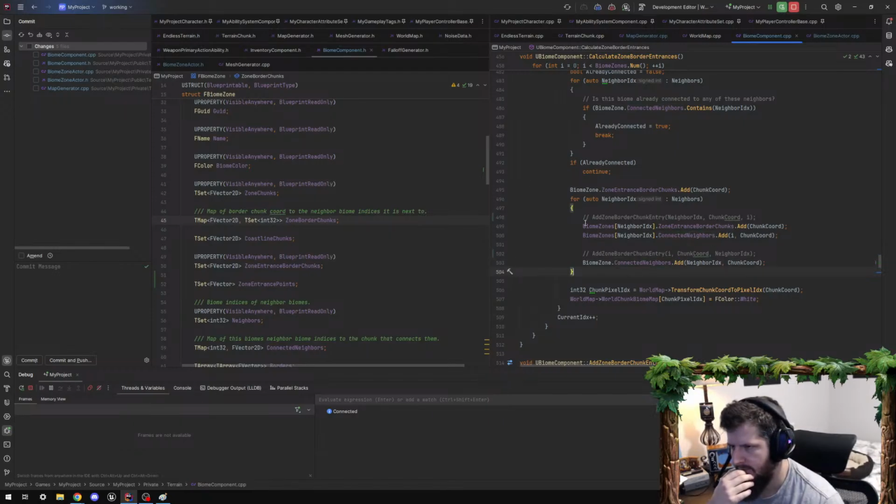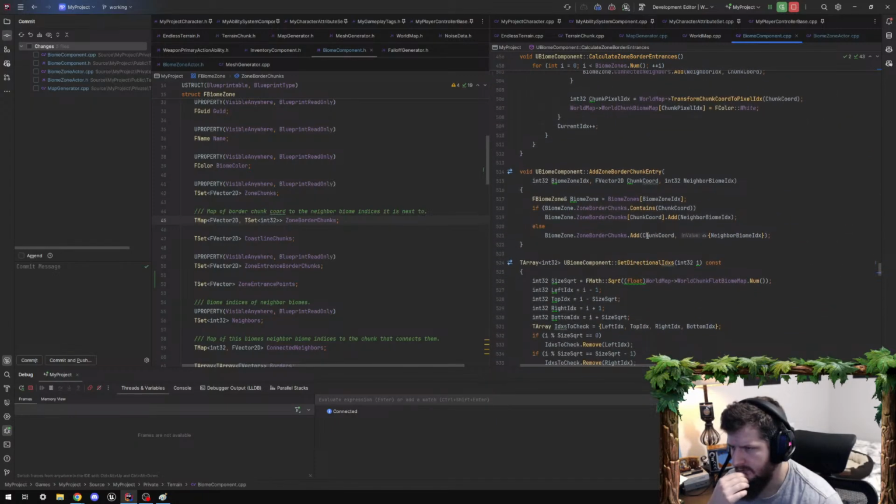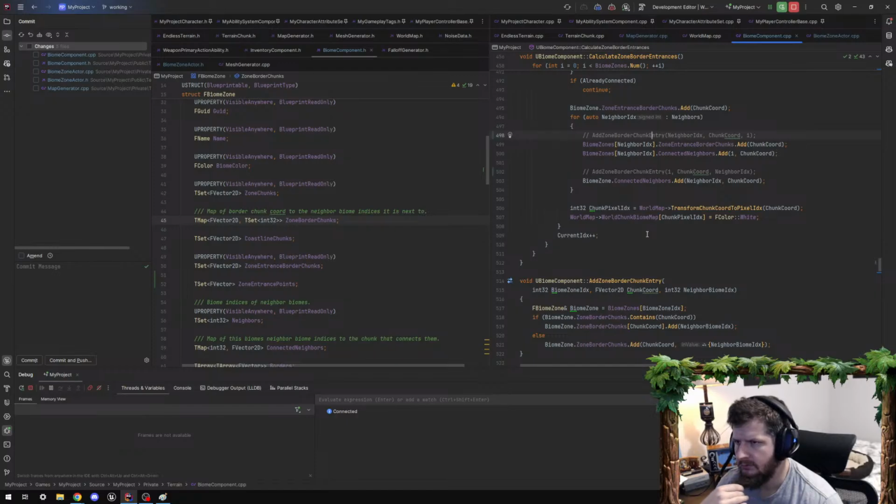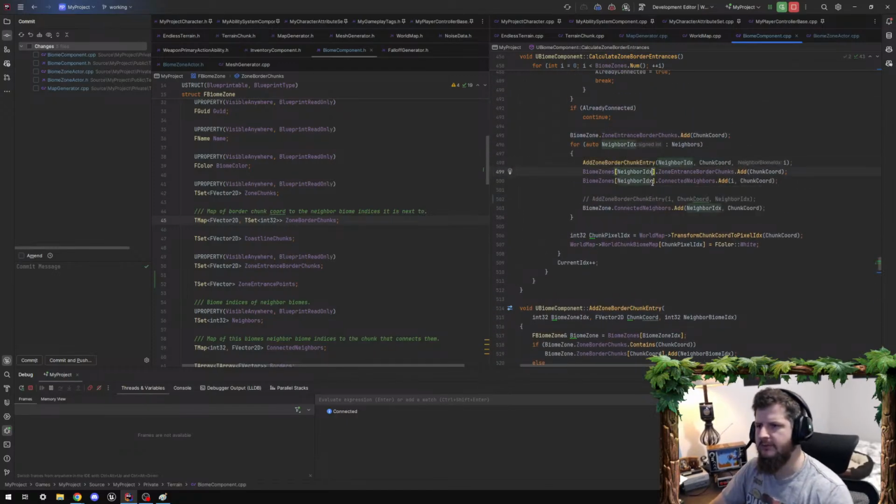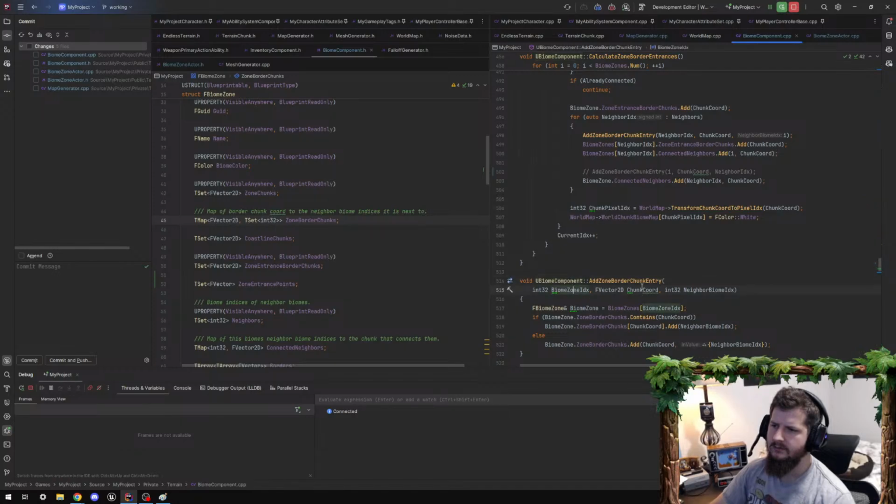Okay, and now that we've done all that, zone entrance border chunks, we're adding the chunk coordinate twice. We're adding it to the neighbor biomes as well. And so I guess I'm adding zone border chunk entry. Oh, is that why I was doing that? Okay.